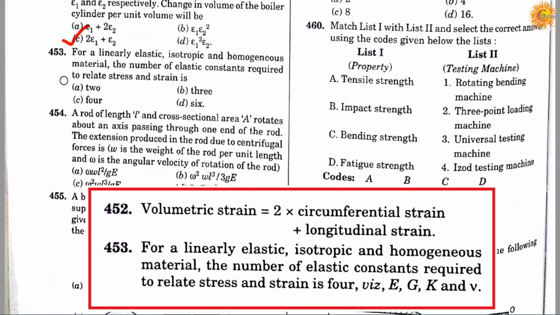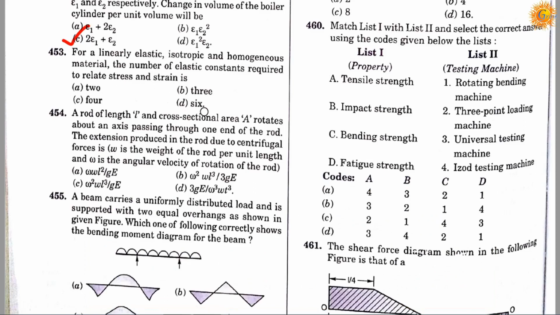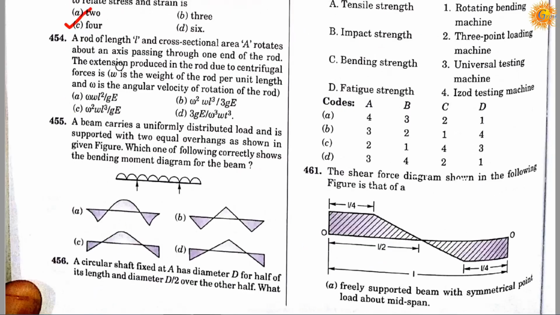Question number 453. For a linearly elastic, isotropic and homogeneous material, the number of elastic constants required to relate stress and strain is option A 2, option B is 3, option C 4, option D is 6. So correct answer is C. It will be 4.